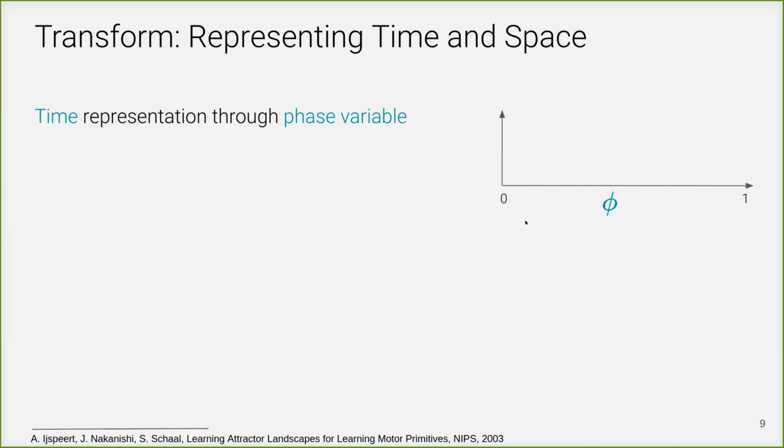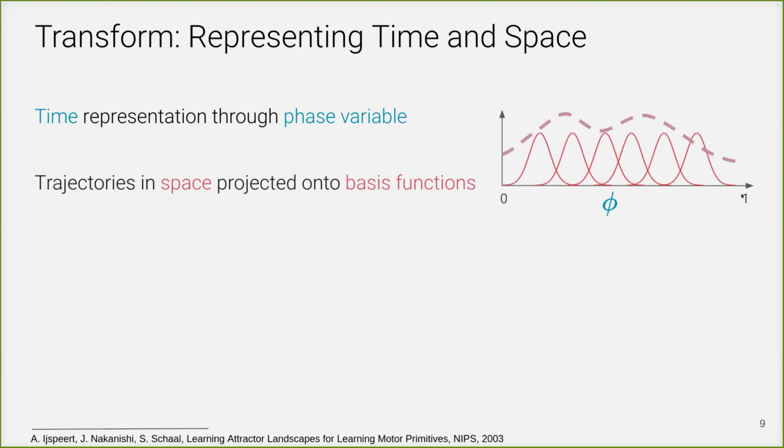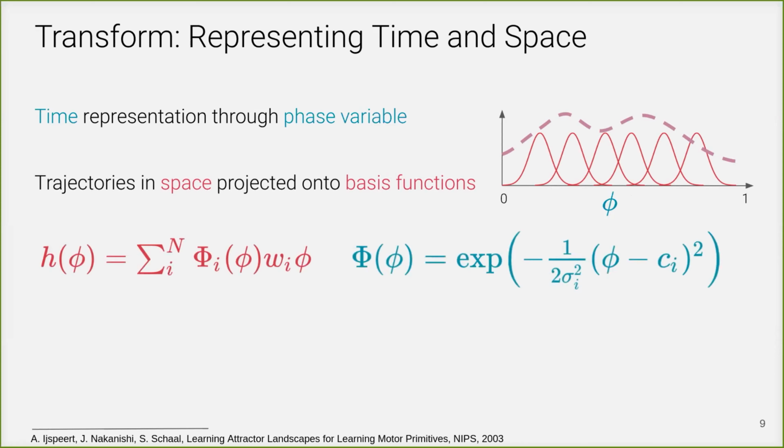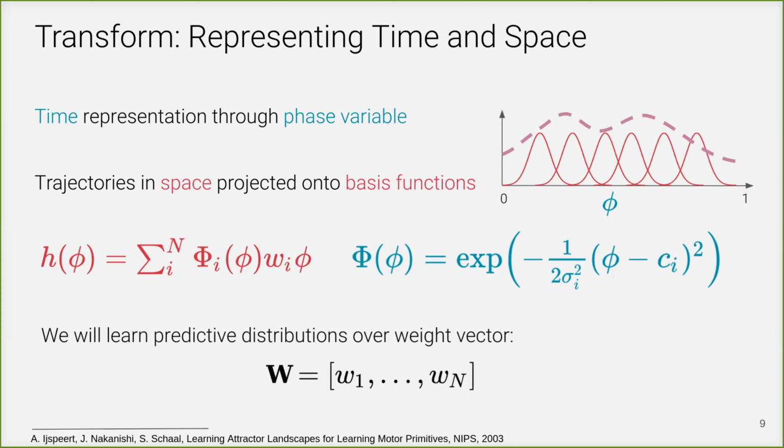So rather than having a global clock, some sort of global timer, we have a local clock, that's our phase variable phi. At the beginning of the interaction, it's at 0, and at the end of the interaction, it's at 1. Also, we take our spatial data, all of the sensor data that we have, and we project it onto a discrete set of basis functions. In other words, our trajectory, so that's here this dotted line, is represented as a superposition of basis functions. And the weight vector W is a compact vector that represents all of the spatial aspects of our interaction.